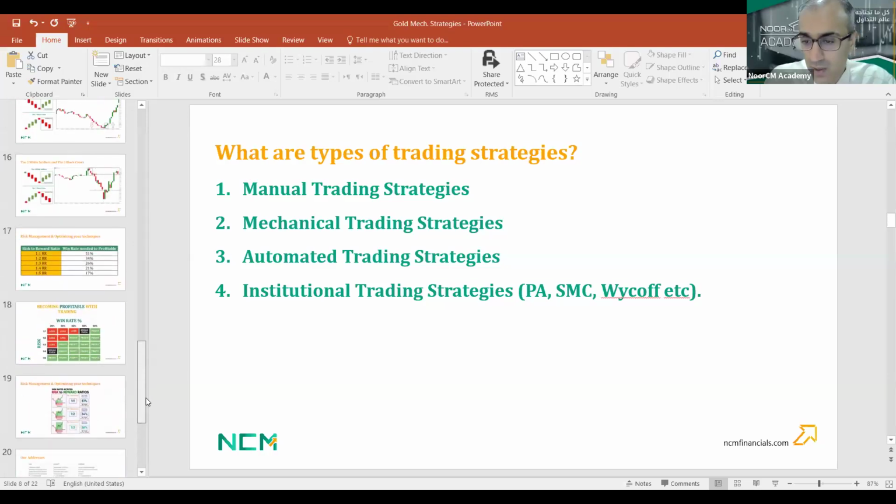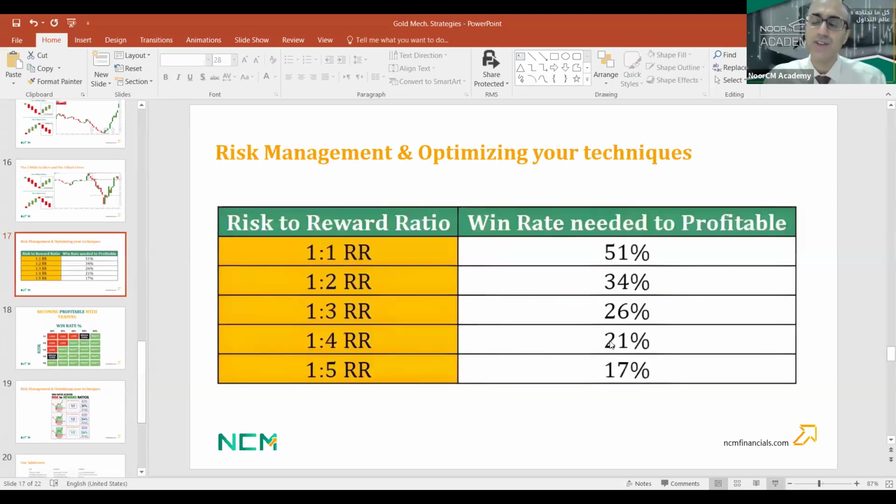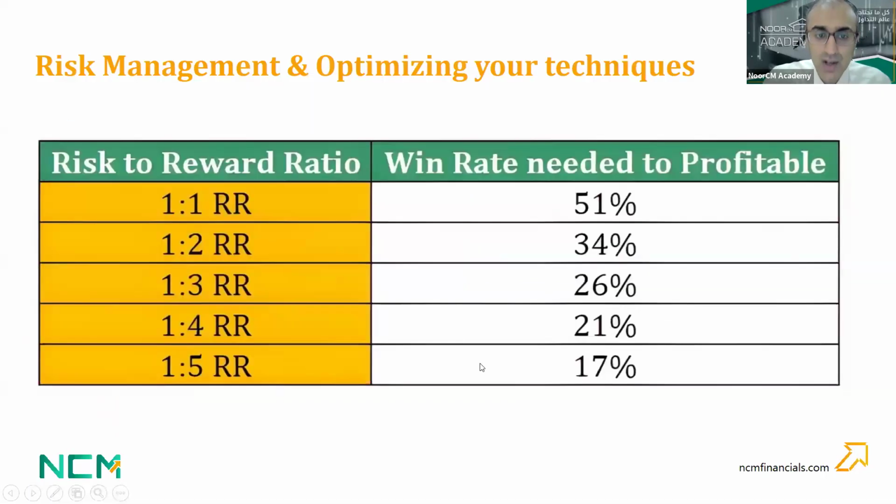This is the slide that I wanted you to take a screenshot of. Take a screenshot, take a picture. If you trade with 1-to-1 risk-reward ratio, the win rate that you require is 51%. If you trade with 1-to-2 risk-reward ratio, it's 34%. 1-to-3 risk-reward ratio, you need 26%. Many successful retail traders discretionary trade with 1-to-2 or 1-to-3 risk-reward ratio.